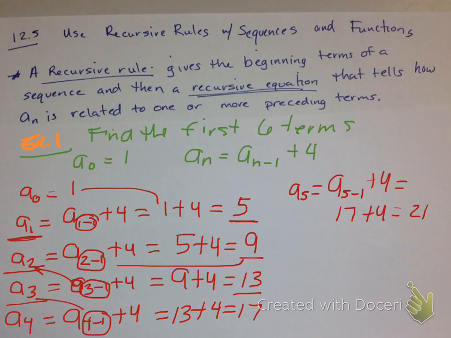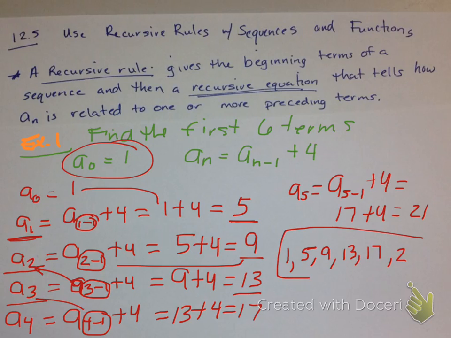So it's asking you to list the first 6 terms. So it would be 5, 9, 13, 17. And I actually forgot the first one, which is 1. Sorry. 1, 5, 9, 13, 17, and 21. This guy is the first term for that one, even if it says a sub 0, it's the first one in that list.